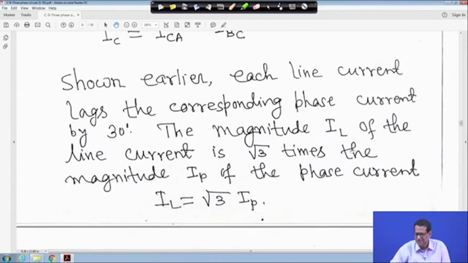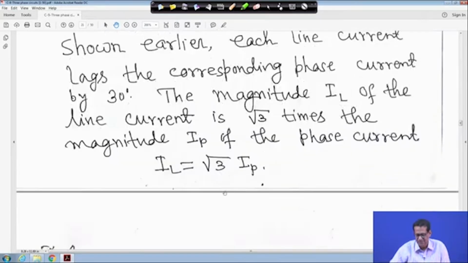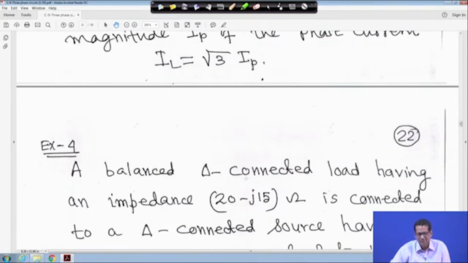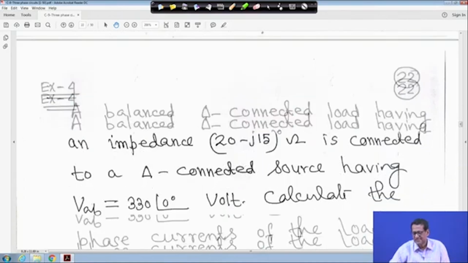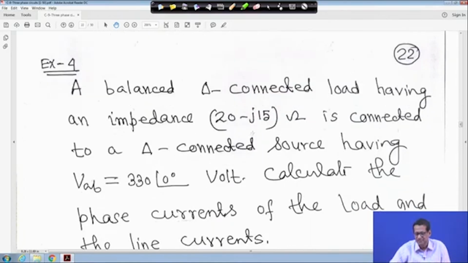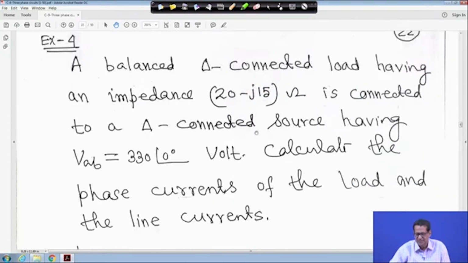The magnitude IL of the line current is √3 times the magnitude of the phase current, because it is a delta connected load. IL is equal to √3 into IP, right. So take a small example. A balanced delta connected load having an impedance 20 minus j15 ohm is connected to a delta connected source. The voltage VAB is given as 330 angle 0 degree. Calculate the phase currents of the load and the line currents.